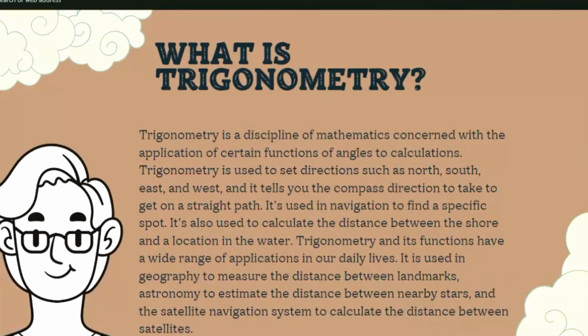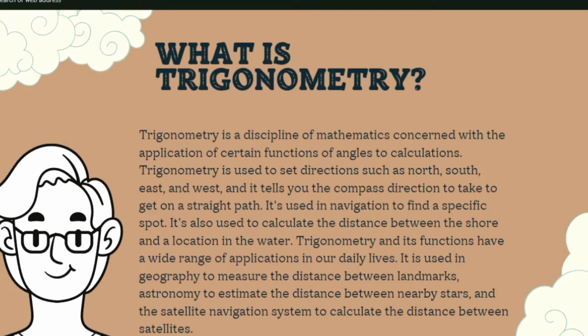What is trigonometry? Trigonometry is a discipline of mathematics concerned with the application of certain functions of angles to calculations. Trigonometry is used to set directions such as north, south, east, west, and it tells you the compass direction to take to get on a straight path. It is used in navigation to find a specific spot. It's also used to calculate the distance between the shore and a location in the water.